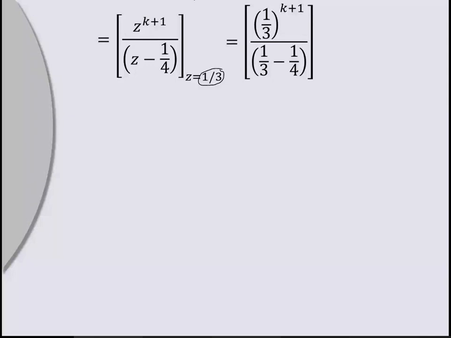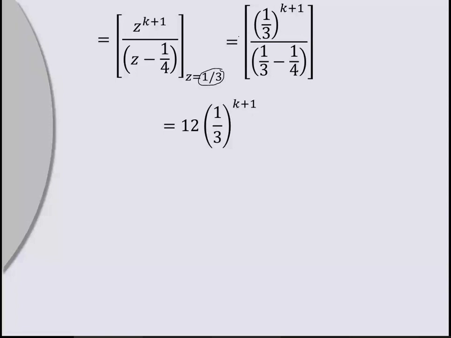Now, if we do the cross multiplication, then what happened? It becomes 4 minus 3 upon 3 into 4. 4 minus 3 is 1 upon 12. Take 12 into numerator. So it becomes 12 into 1 by 3 raised to k plus 1.